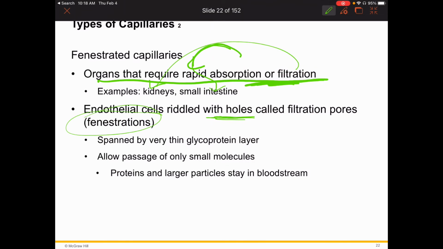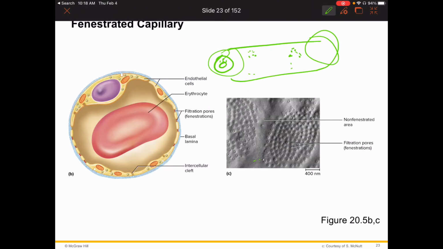It's spanned by a really thin glycoprotein layer, so it's got a goo over it, essentially, a gooey, mucusy kind of feel to it. That allows the passage of only some small molecules, and it also slows things down and makes it a little more selective. Those little fenestrations are super tiny. There's no way a red blood cell is getting through there, or a large protein like albumin. So this is mostly things like water, glucose, salts, that kind of stuff.